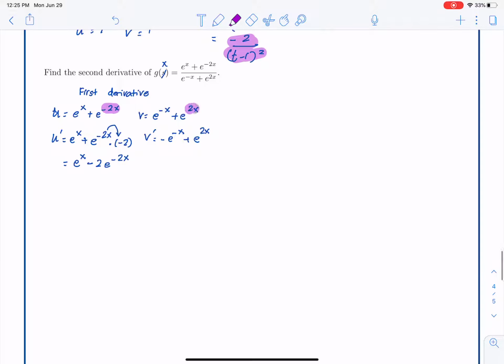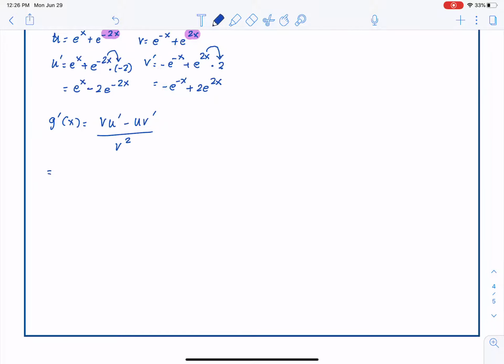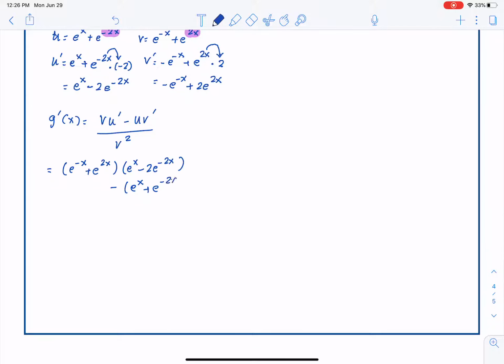Again, we simply do not have x, rather we have 2x, so we multiply by the derivative of 2x. And that gives us negative e^(-x) plus 2e^(2x). So g prime of x is simply (v u prime minus u v prime) divided by v squared. v is e^(-x) plus e^(2x). u prime is e^x minus 2e^(-2x). Minus u, which is e^x plus e^(-2x), times v prime, which is negative e^(-x) plus 2e^(2x). Divided by v squared, which is (e^(-x) plus e^(2x)) squared.